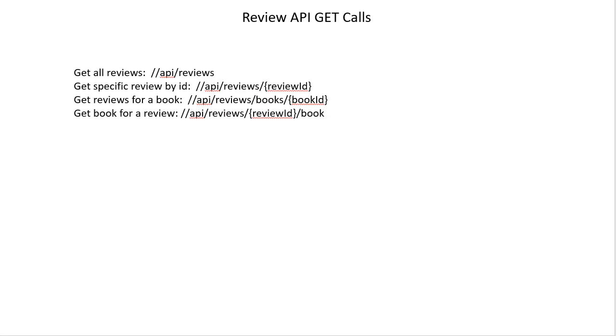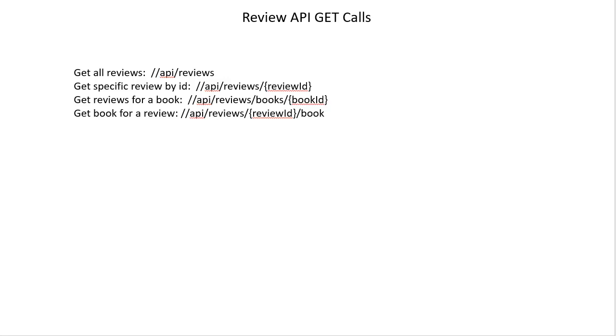And finally, we have reviews. So we will get all reviews and a specific review by ID. And also we'll have a call that will return all reviews for a book. So we will pass a book ID in the API, and we will get back all the reviews for the book. And finally, we want to get the book of a review. So we have a review and we want to find out what book this review belongs to. So we will pass the review ID into the call and retrieve that book.